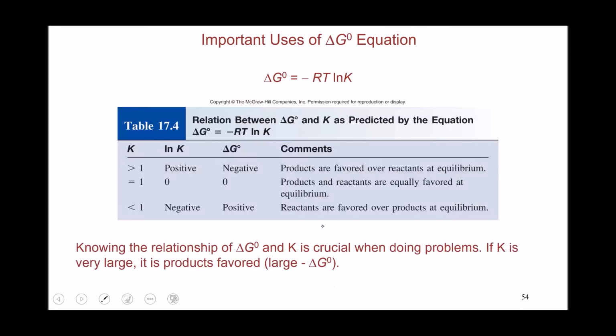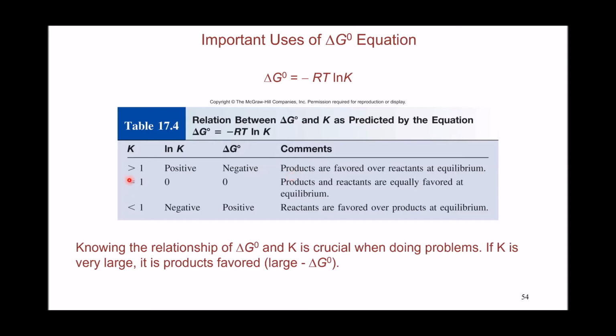When you have an equilibrium constant significantly larger than 1, this is going to make the natural log a positive number, which will make the whole term here a negative number, or make delta G a negative number, which will make the reaction spontaneous in the forward direction, or favor forming the products at equilibrium.